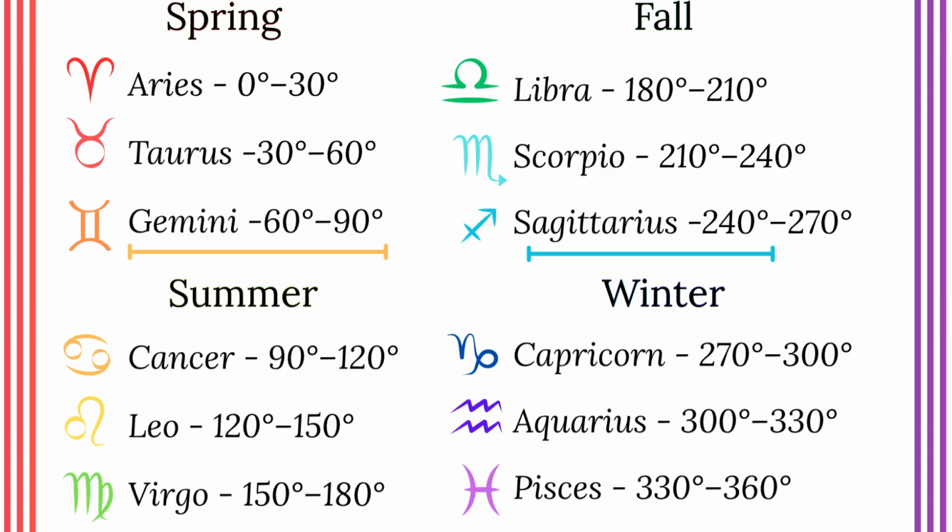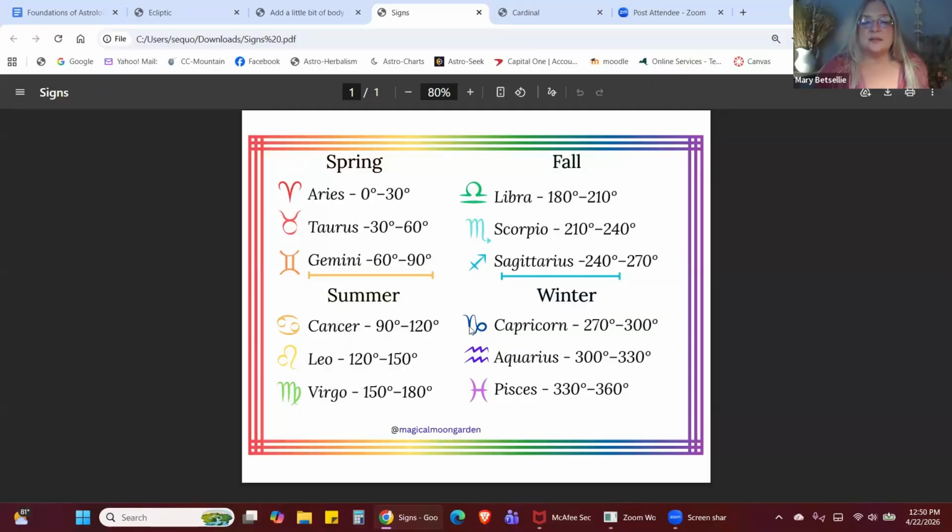You can see that I have them divided by season because, again, tropical Western astrology is seasonal. And so we start with spring, and then Aries starts at 0 degrees and goes to 30 degrees. This part is super basic, but it's really important. If you remember the signs in order and what season they belong to, then this is going to be really helpful later on when you are connecting with the signs and what they mean in someone's chart, or what that means in your life.